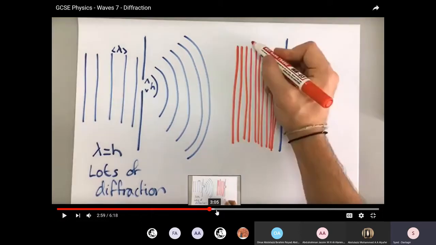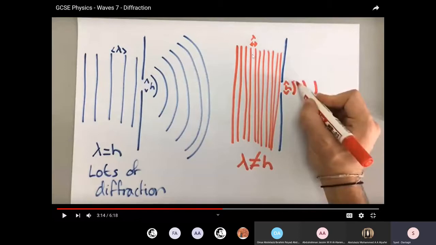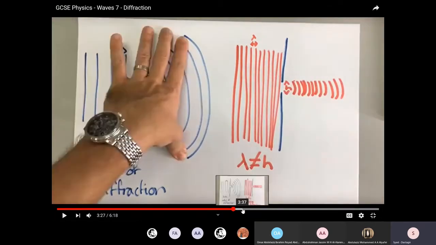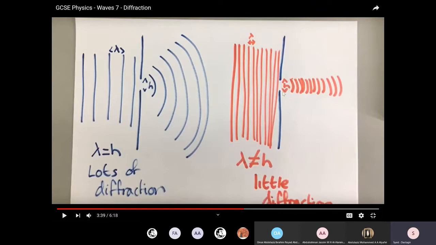However, in this example in red here, if the wavelength, as you can see, is very, very small, it's not the same as the height of the gap, then look what happens. There isn't much diffraction. It's not spread out as much, yeah, as you can see in this example. This just means not equal, yeah, that symbol. So there's only little diffraction that happens. Why? Because of the wavelength.